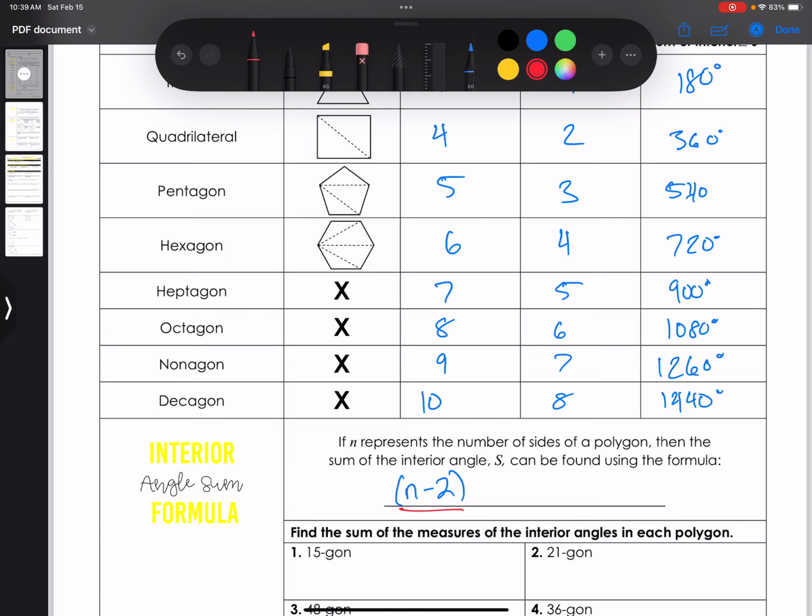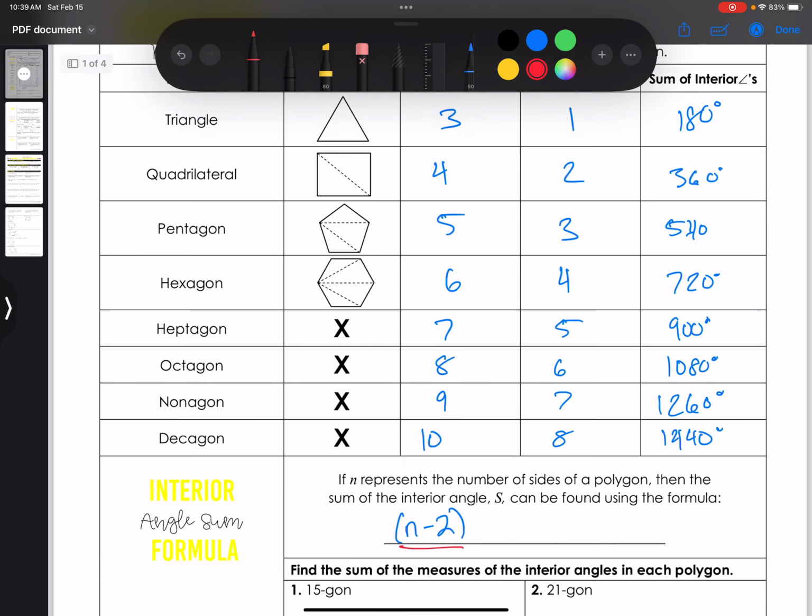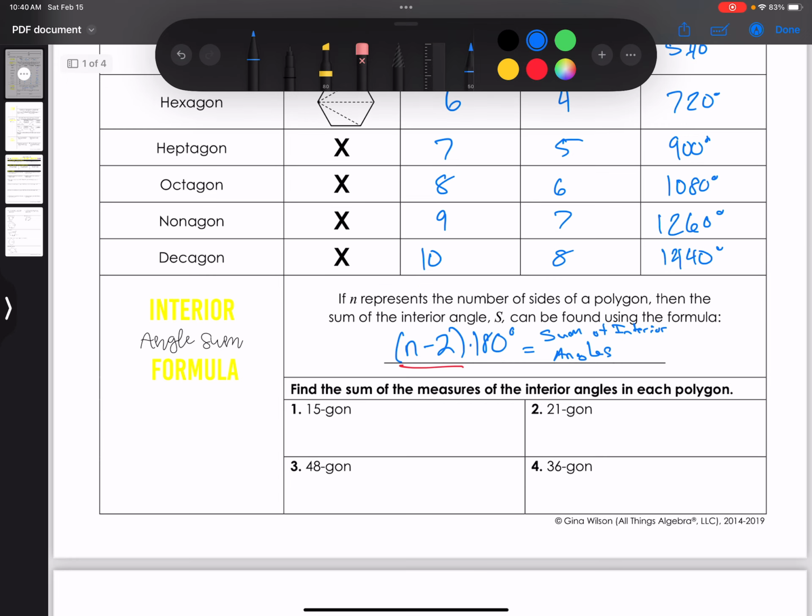Okay, and then all we have to do to find the actual sum is take the number of triangles, and we know each one of those has 180 degrees in it. So we multiply our number of triangles times 180 degrees, and we get our sum. So I'm going to write the sum of interior angles. And this will work regardless of how many sides, because look down here. First couple examples, like I said, every shape does have a specific name, but once we get past 10, we're not really that concerned about it.